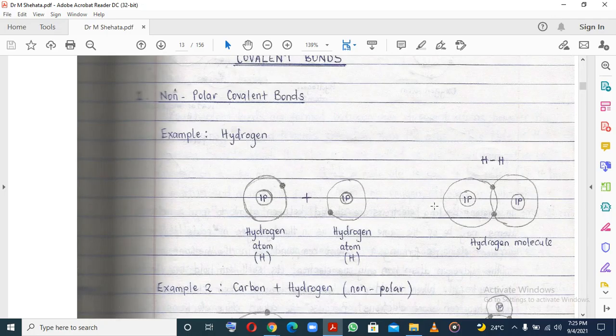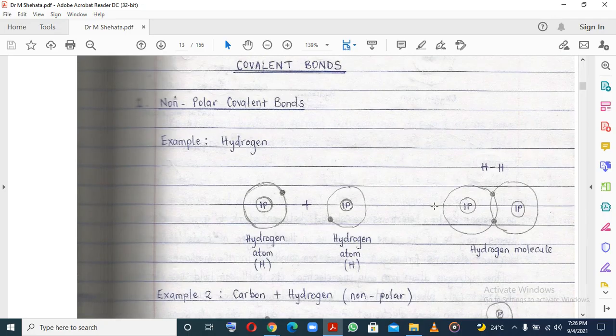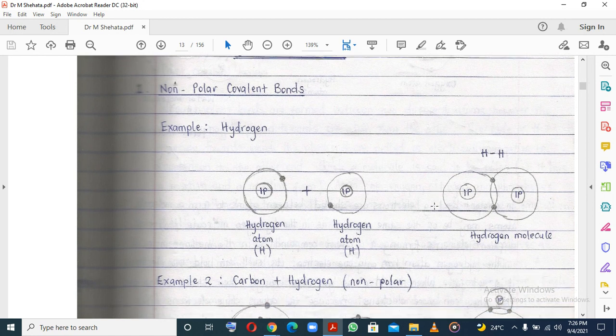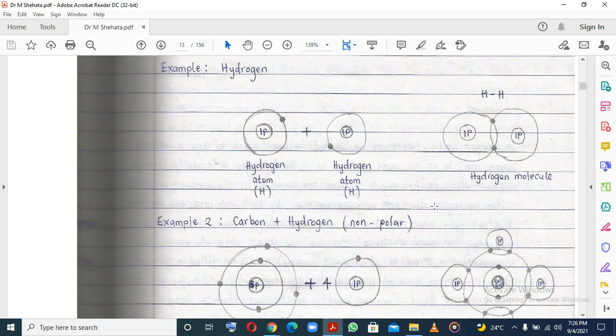So, we looked at covalent bonds. And what I would like to add on is that, of course, with covalent bonds you're going to get two types. You're going to get the non-polar covalent bonds, like you see in this case for the hydrogen molecule.